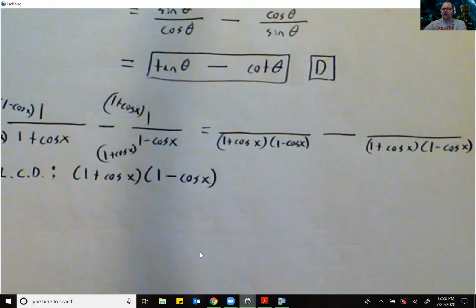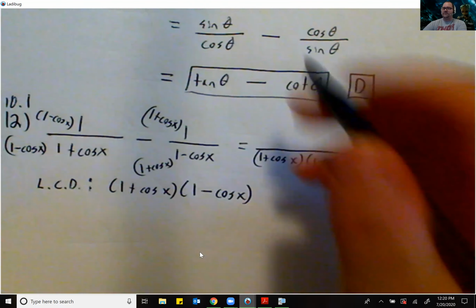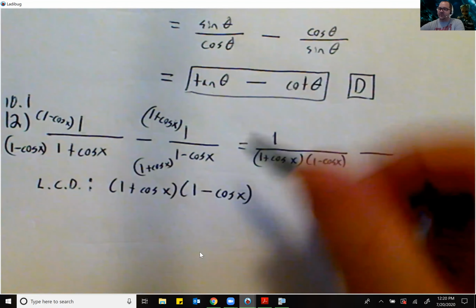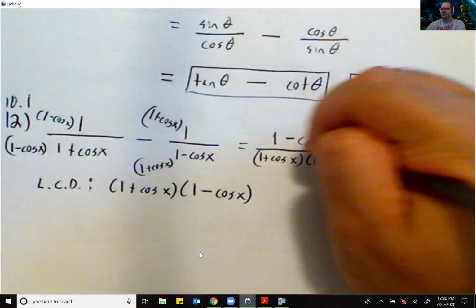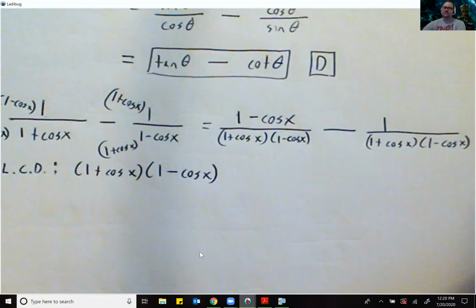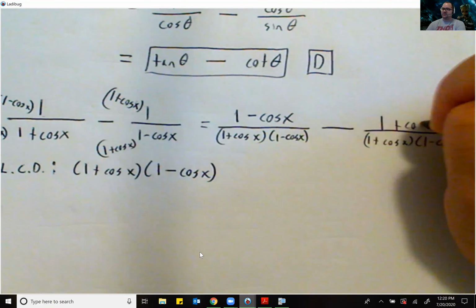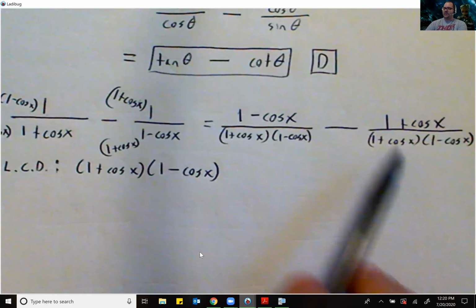So in the numerator, all we got to do is distribute. 1 times 1 is 1. 1 times negative cosine is negative cosine x. Over here, 1 times 1 is 1. 1 times cosine x is a positive cosine x. So there's what our pieces look like.